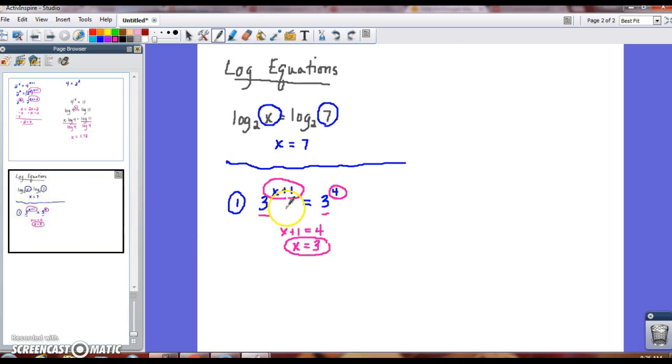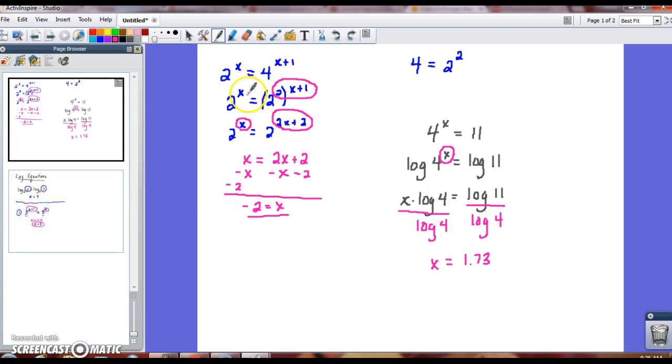You could have a problem where your bases are the same, so you set your exponents equal to each other. You can have a problem where your bases aren't the same, but you can get them to be the same by changing the larger one and writing it in terms of the smaller one. Or you can have a situation where there's no way to get the bases to be the same, and in that case you would just take the log of both sides.